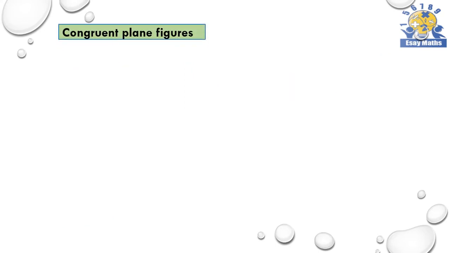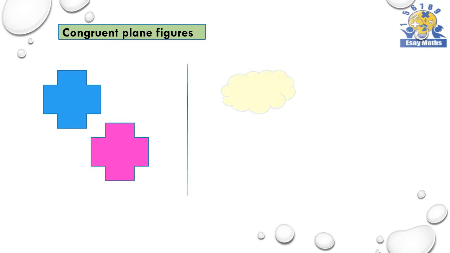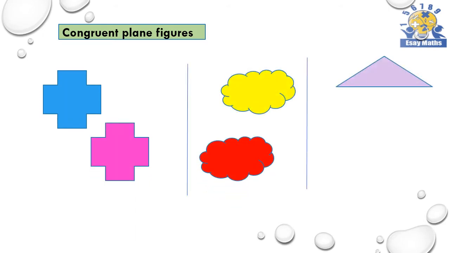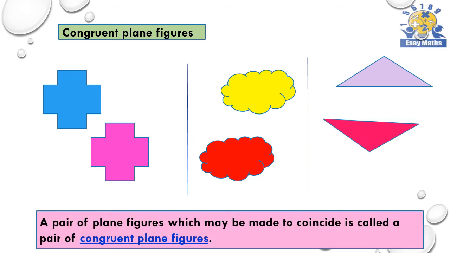Congruent plane figures. When we consider a pair of these plane figures, both figures have the same shape and the same size. So we can coincide one on the other. So these pairs are congruent plane figures. A pair of plane figures which may be made to coincide is called a pair of congruent plane figures.